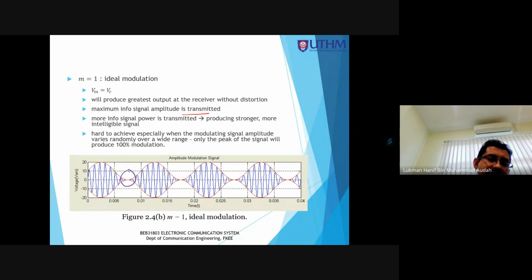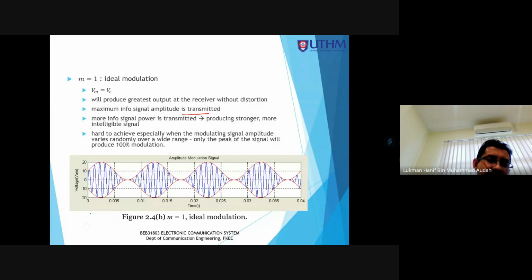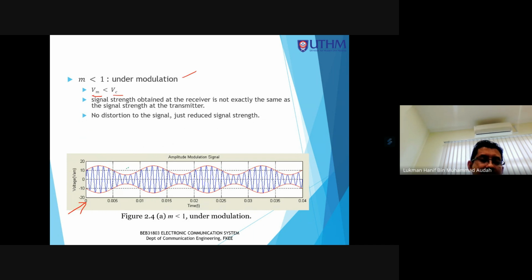Maybe I use a different color. So the difference you're going to see is over here, this part, compared to the under modulation. You see that this one is smaller.